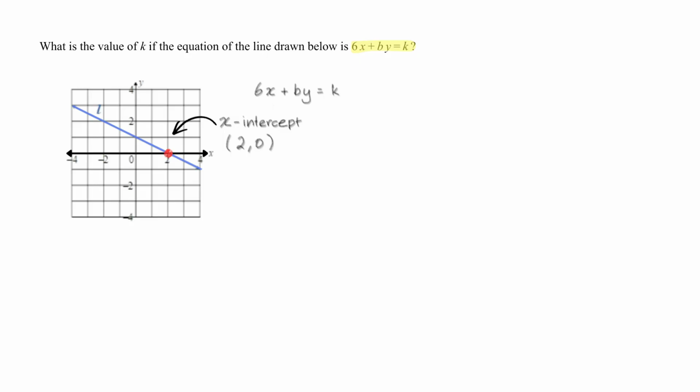Use the equation 6x plus by equals k. Since we know (2, 0) is on the line, we can replace x by 2 and y by 0. 6 times 2 plus b times 0 equals k. 12 plus 0 equals k. So k equals 12.